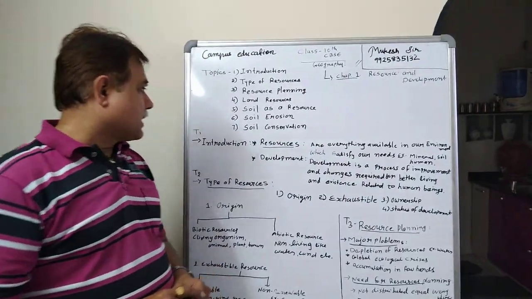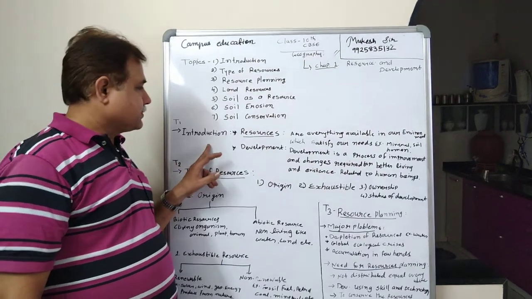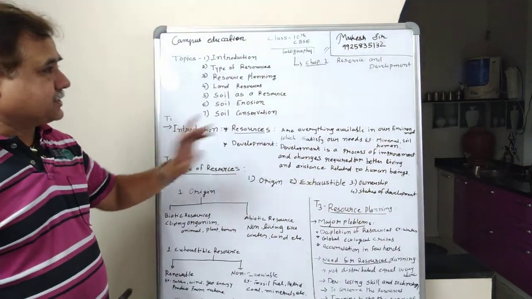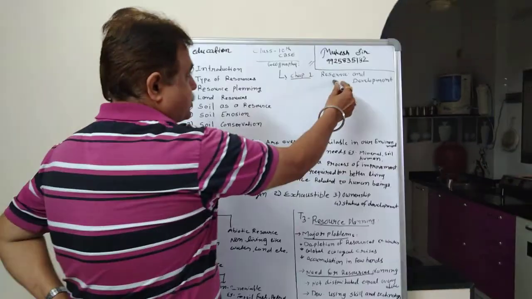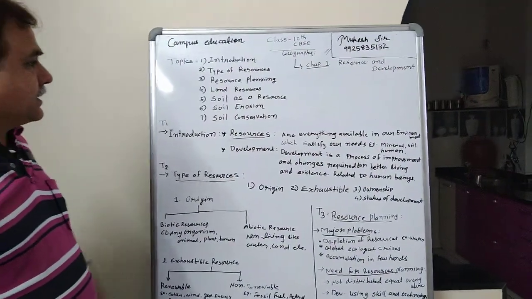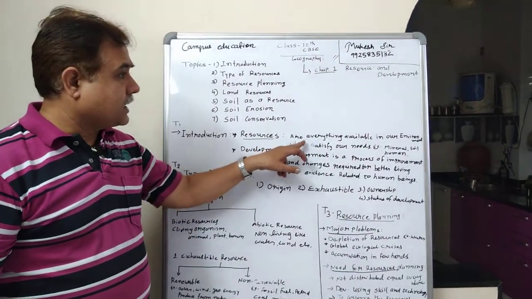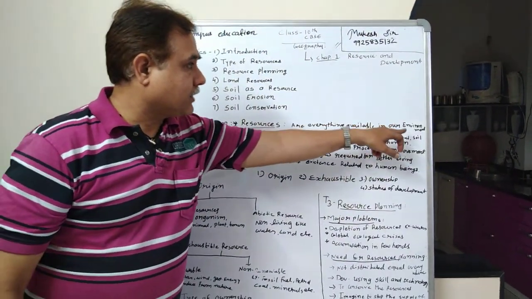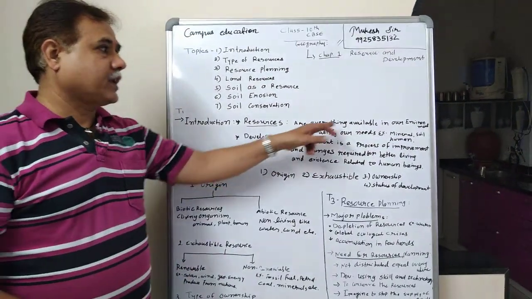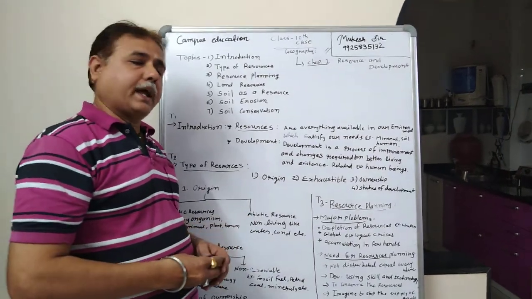Friends, let's see first its introduction. Resources. Our chapter is resource and development. Let's see here the meaning of resources. Resources are everything available in our environment which satisfy our needs, like minerals, soil, humans, etc.